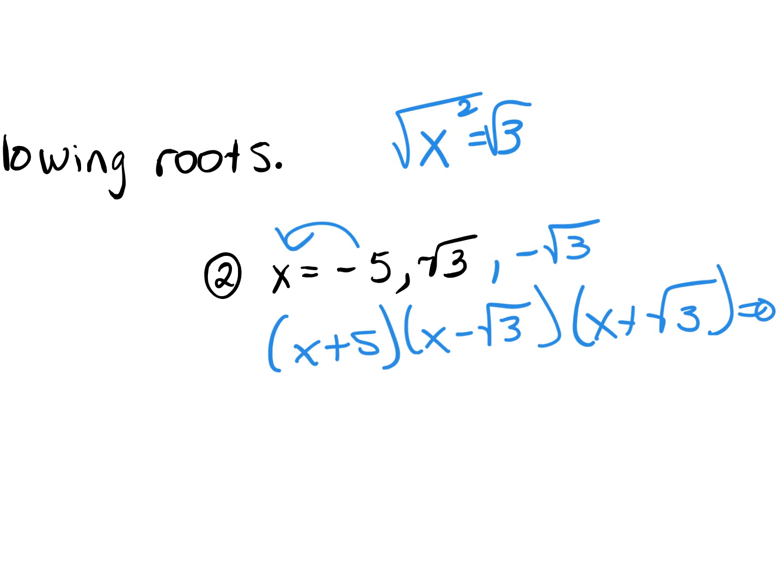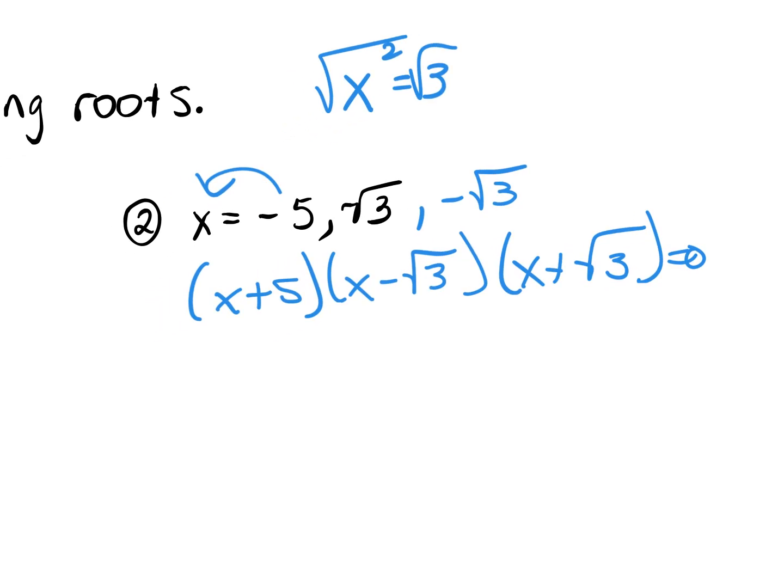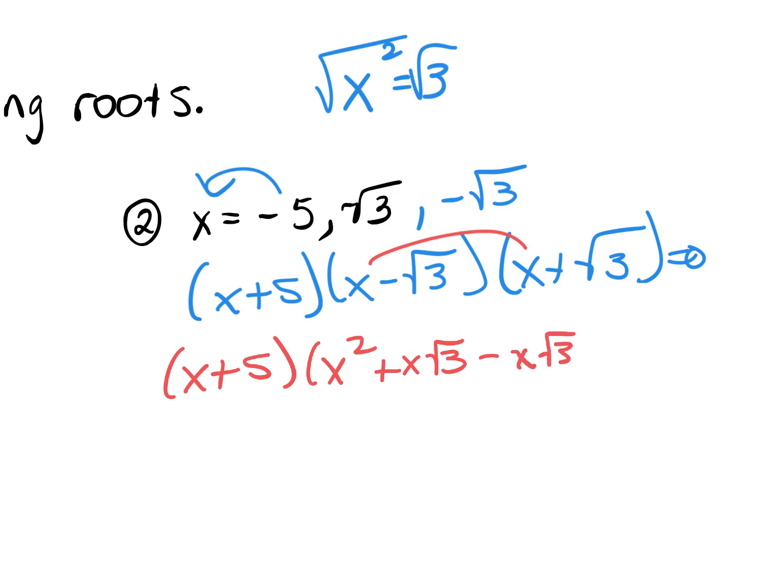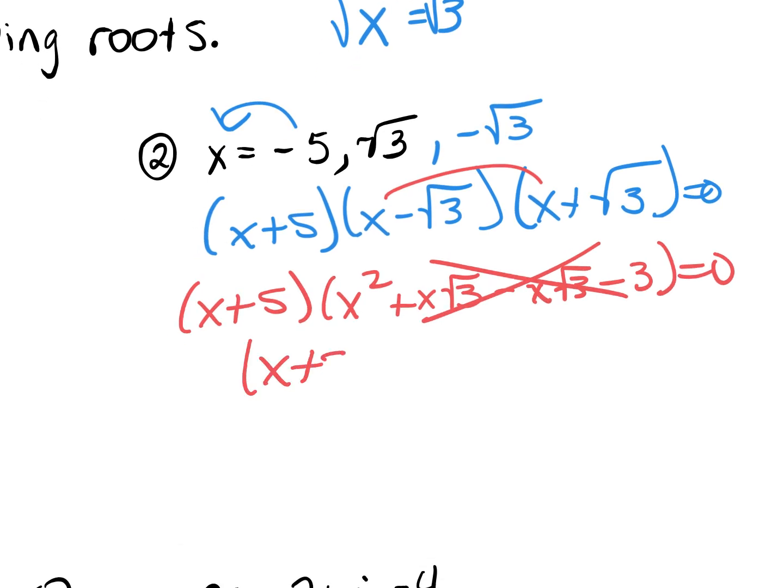Again, you can combine however you'd like. I'm going to combine the square root of 3 parentheses first to get rid of that radical. So x times x is x squared. x times positive root 3 is plus x root 3. Then I have negative root 3 times x is negative x root 3. And then I have minus the square root of 3 times the square root of 3 is just 3. So these cancel out in the middle. So I have x plus 5. And then I have x squared minus 3.